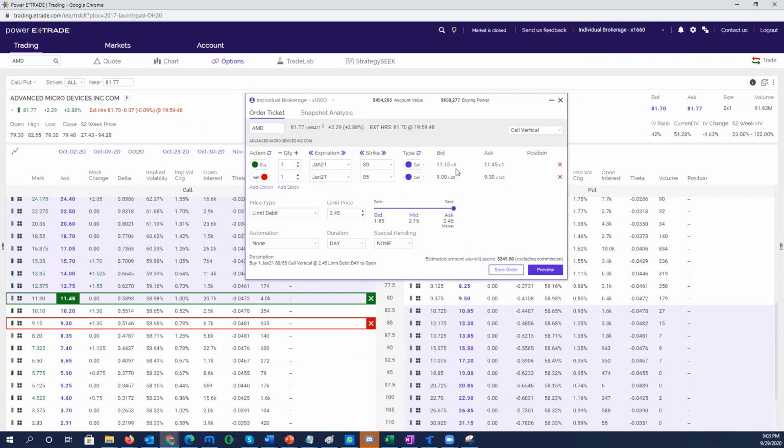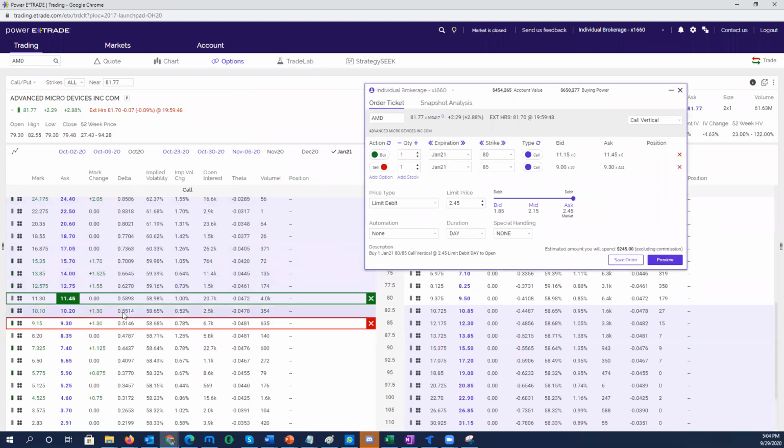So I'm debiting 11.15, and I'm getting $9 into my account. So finally, how much am I paying? $2.15. And how is the money calculated? If you see the delta for this strike, it's 58. How much is the delta for this one? 51. So I'm buying 58, but I'm getting 51. So how much is the difference? 7. So 7 delta. That means if AMD moves $10, how much am I going to make? $20. So it's nothing much, but it's a very conservative strategy.